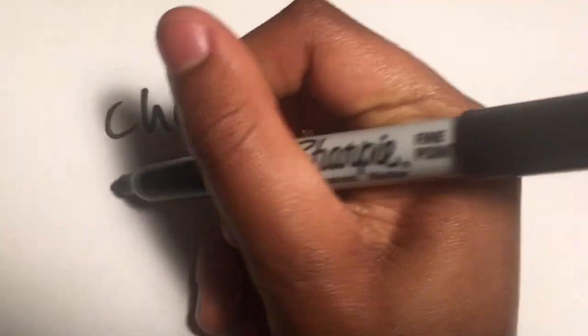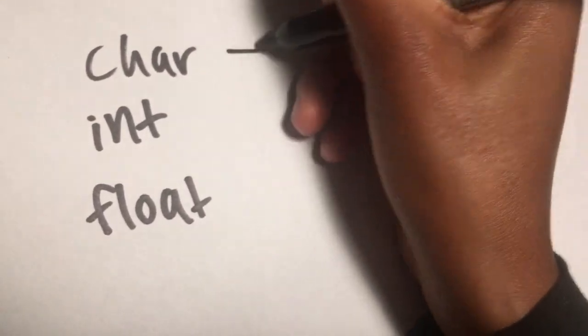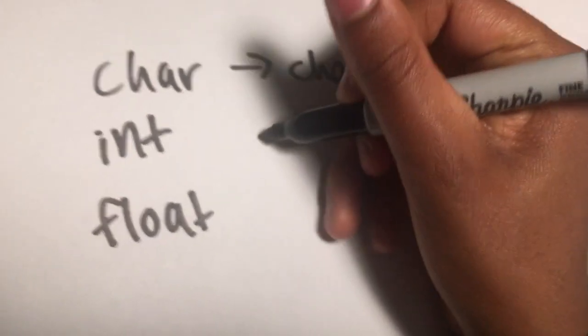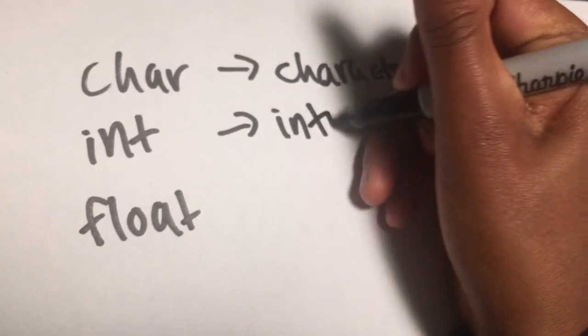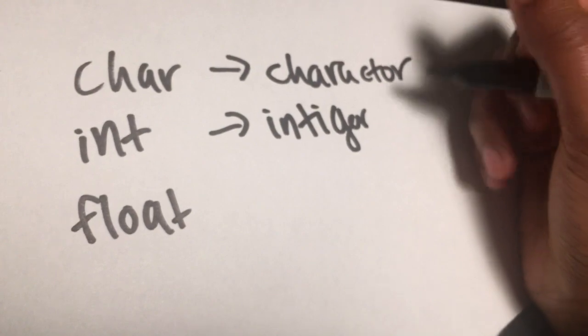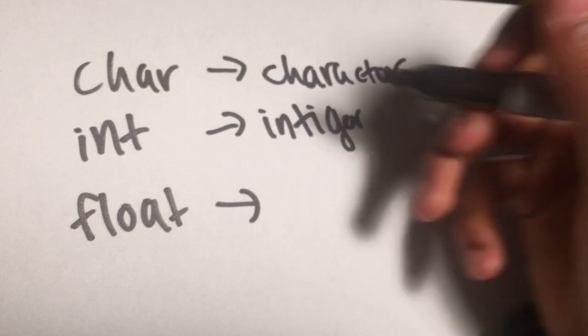When a computer is given different types of information, it takes different amounts of space in memory. For example, some types include char, int, and float. These are some popular, main ones. Char stands for character. Int stands for integer, which are just basic numbers, simple numbers. And float stands for basic numbers with decimal points.